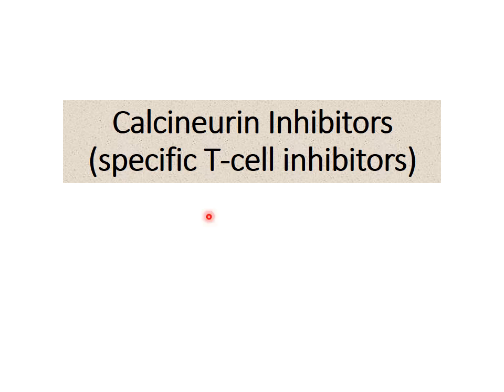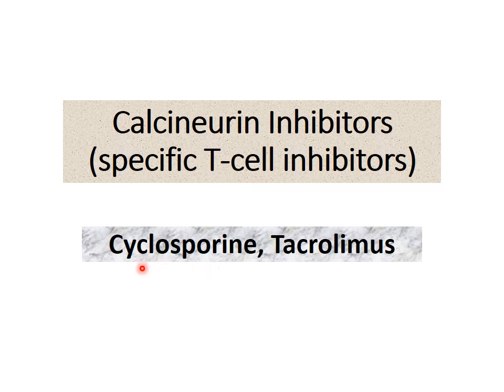The first group of the immunosuppressants is immunophilin ligands. Immunophilin ligands include calcineurin inhibitors and mTOR inhibitors. The calcineurin inhibitors are specific T cell inhibitors. Specific T cell means they specifically inhibit the CD4 cell. So they are known as T cell or CD4 cell inhibitors. The drugs are cyclosporine and tacrolimus. Tacrolimus is around 100 times more potent as compared to cyclosporine.